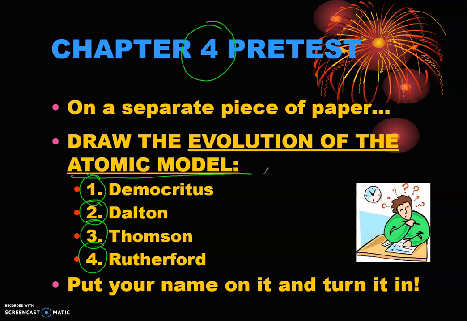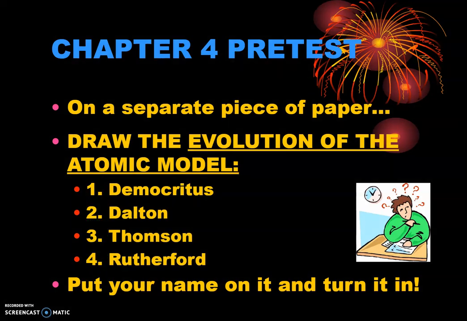So I want you to write down Democritus, then Dalton, then Thomson, then Rutherford, and see what we remember from the previous chapter. Okay, you can draw out the model, label things if you have to, and see how they differ. Okay, in class I'll collect it and then give it back to you at the end of the chapter and we'll see what you remember.